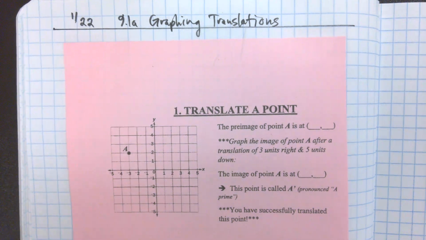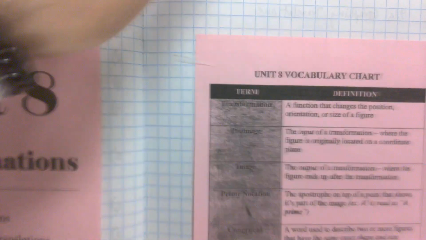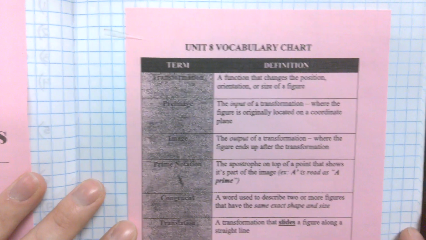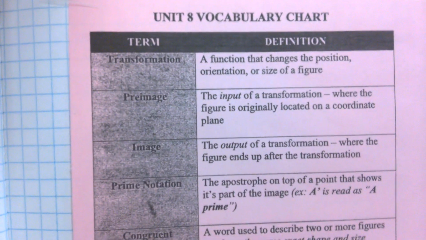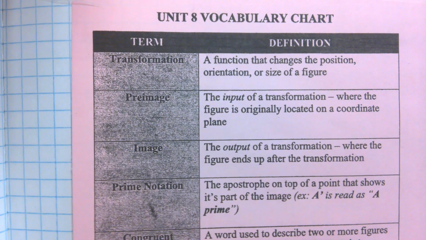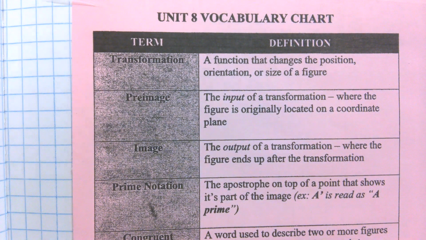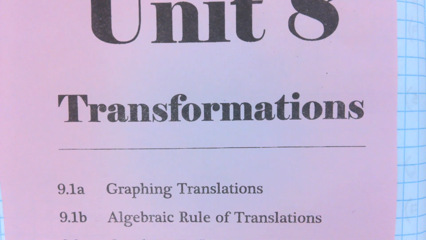Going to start by taking a look back, instead of at note sheet 1, at our vocabulary chart. I know the words on the left are kind of hard to see. That's my bad. Okay, good. So our first term for this unit is transformation. As you can see from the table of contents, it's kind of what this unit is all about, transformations.